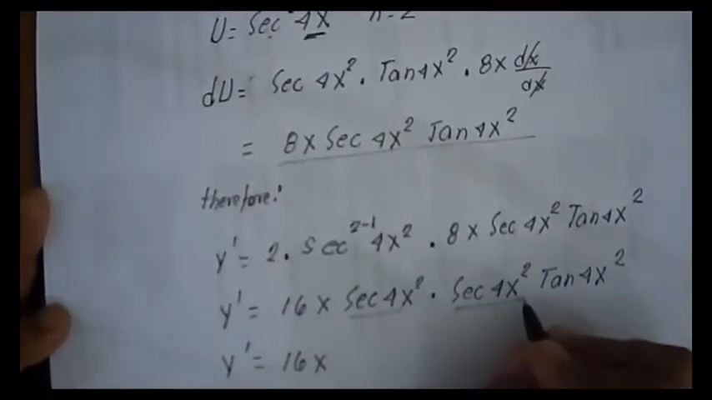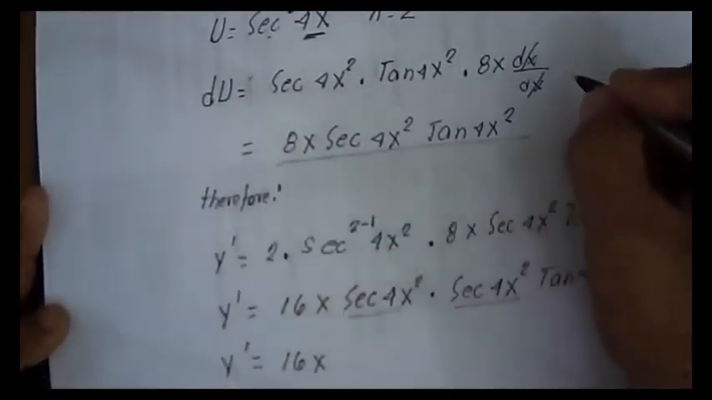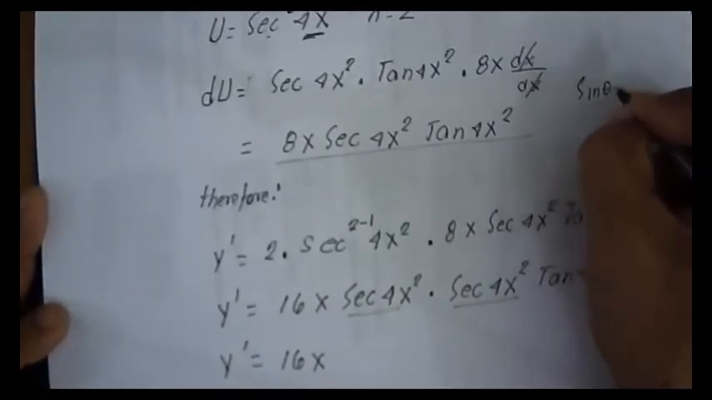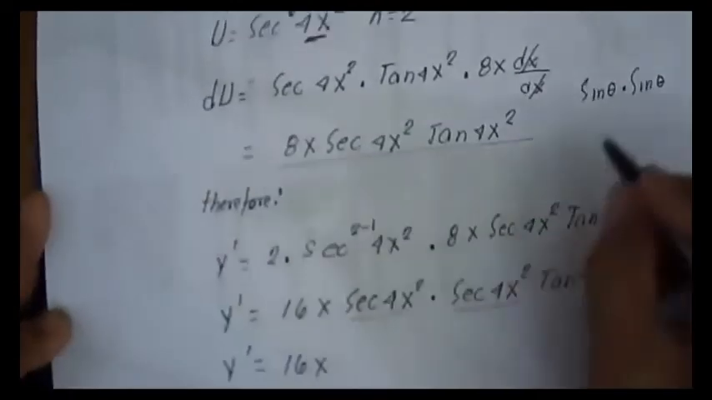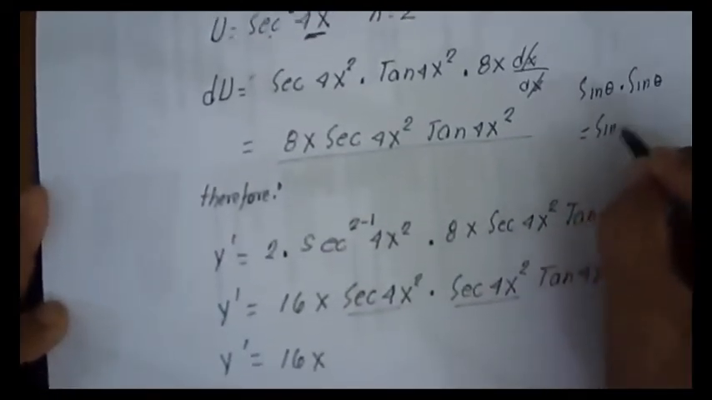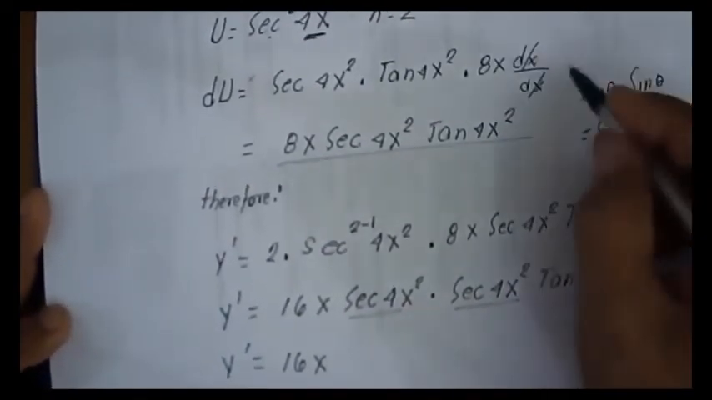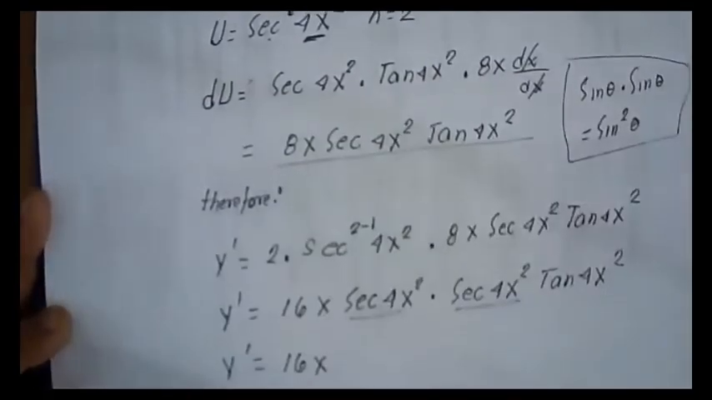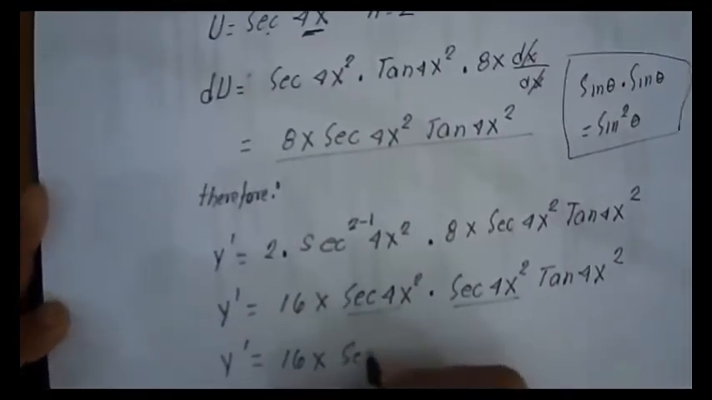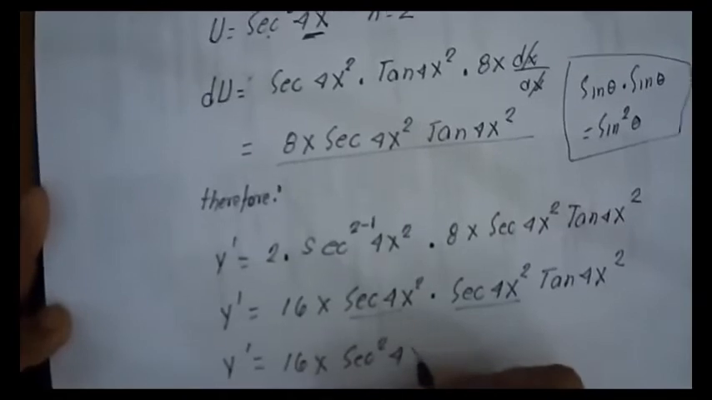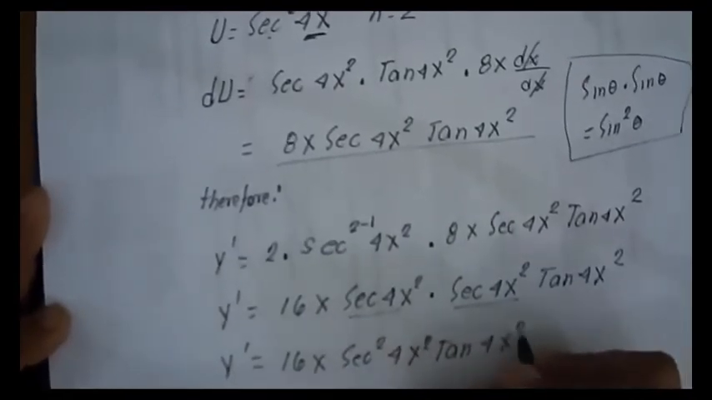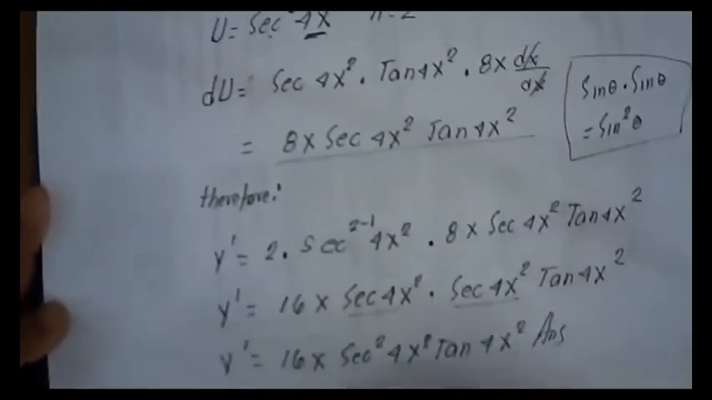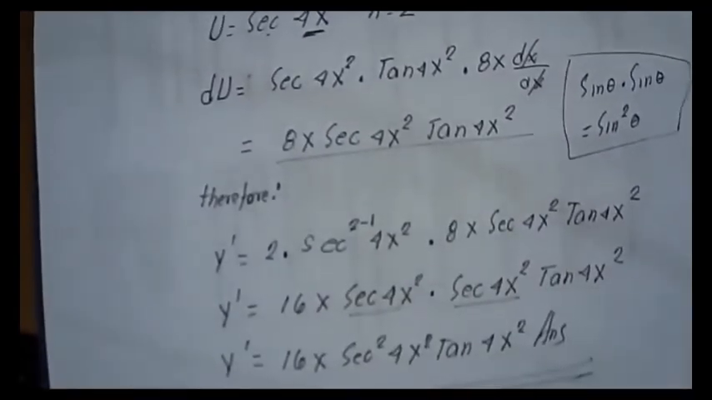Secant 4x squared, secant 4x squared. Okay? So, the same as sine theta multiplied by sine theta, ano yung magiging sagot natin? It's the same as sine squared theta. Okay? So magiging secant squared 4x squared tangent 4x squared. So this will be our answer.